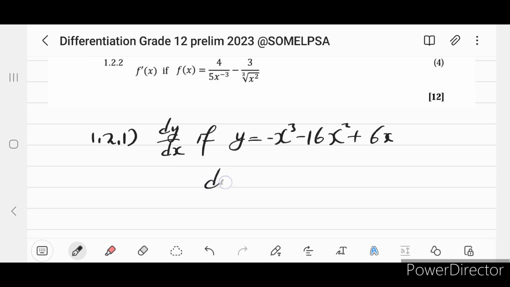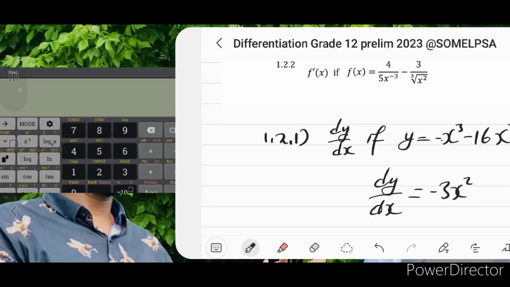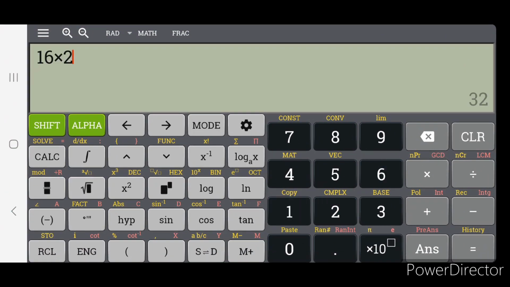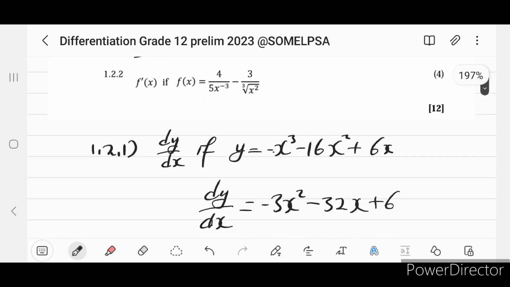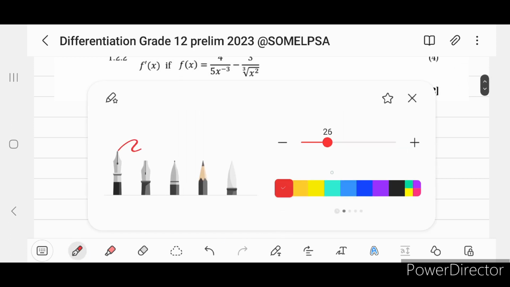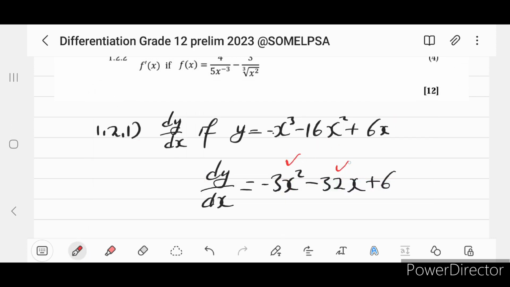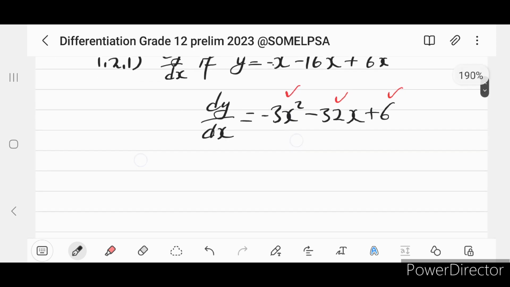differentiate that. So dy over dx is going to be, this times this is going to be minus 3x squared. 16 times 2, we can find out that 16 times 2 is 32. So it's minus 32x, and then this one is going to be 6. So that is just how you leave it. It's 3 marks. So if it's 3 marks like this, they give a mark for each term. 1, 2, and 3. You're done. Okay, so such things you must not be having challenges on those.